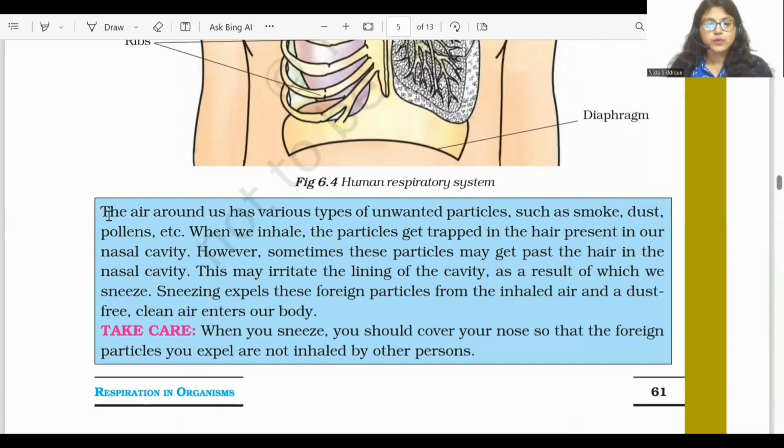Now, let us continue. The air around us has various types of unwanted particles, such as smoke, dust, pollen, etc. So when we inhale, the particles get trapped in the hair that is present in the nasal cavity. We have very fine hair in our nose as well as in the nasal cavity.